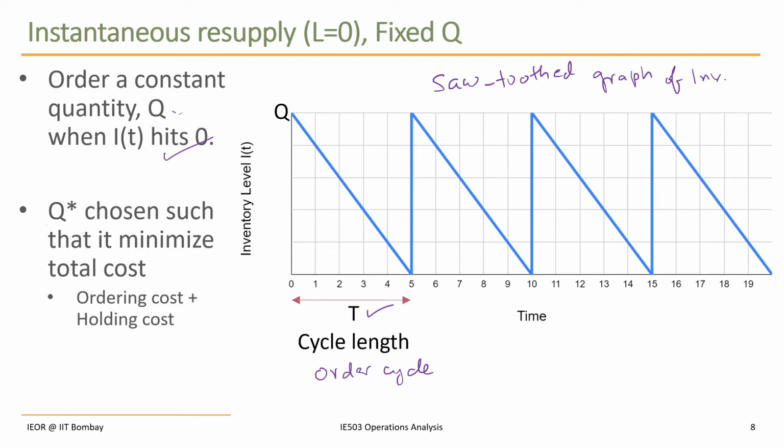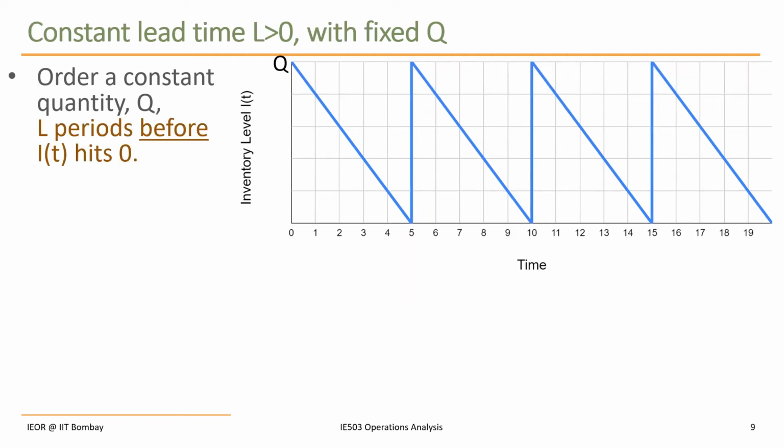Now let's try with some variants. Let's relax one assumption. Suppose there is a constant and finite lead time L. That means your order fulfillment is not instantaneous. Whatever you order comes after some fixed lead time L. Now the graph looks exactly the same. That's because when the demand rate is constant, it is quite intuitive for us to order a constant quantity Q some L periods before I of t hits 0.